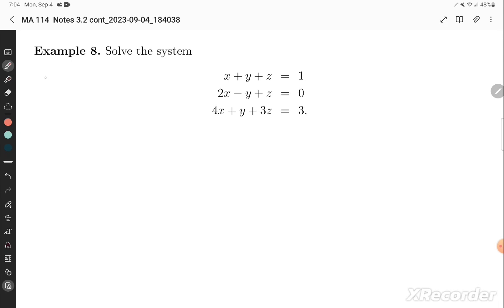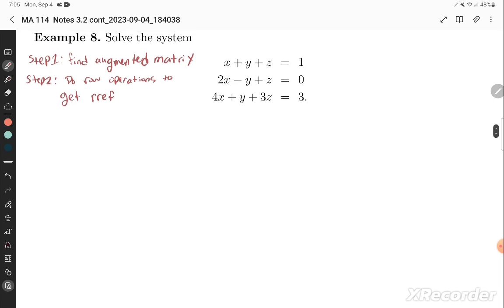So we know what the goal is. The goal here is, well, first, I should say, step 1, find the augmented matrix. And then step 2 is our goal: do row operations to get our augmented matrix in row reduced echelon form. That's our goal. This is what we want to do.